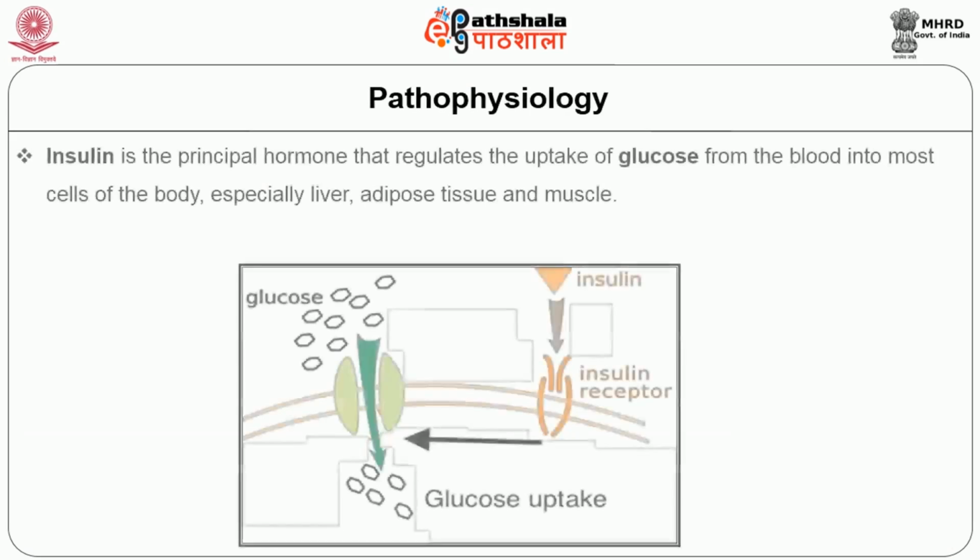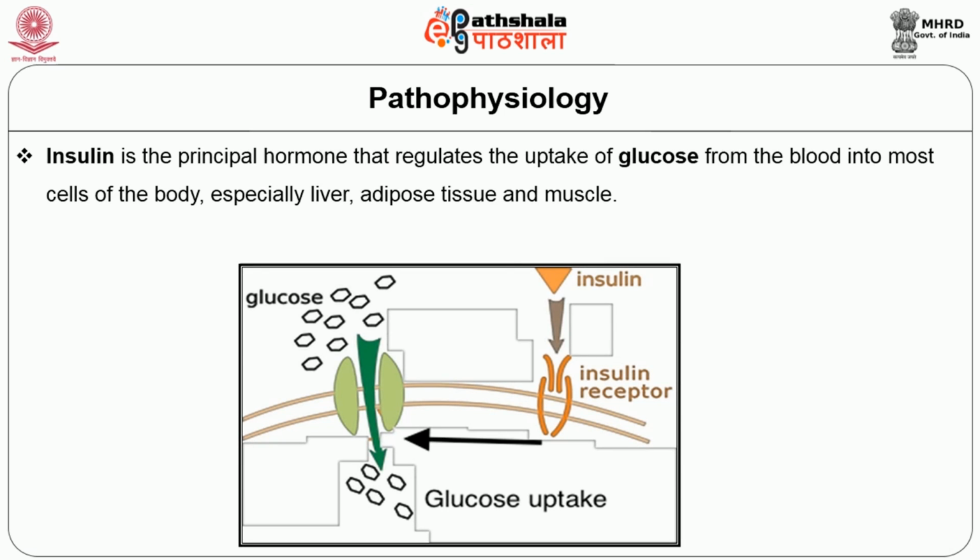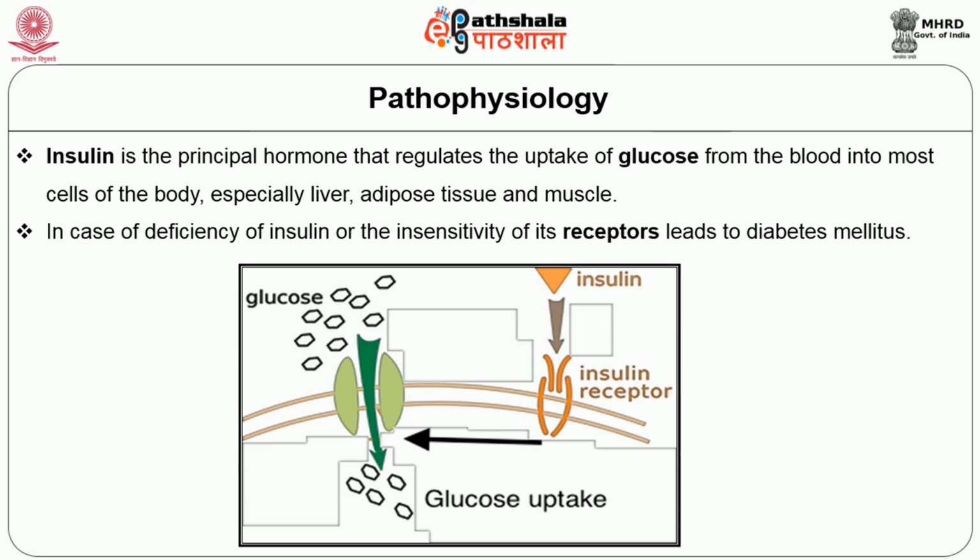The pathophysiology of diabetes mellitus: insulin is the principal hormone that regulates the uptake of glucose from the blood into most of the cells of the body, especially liver, adipose tissues and muscles. Deficiency of insulin or insensitivity of its receptors leads to diabetes mellitus. In this picture, the insulin acts on the insulin receptors. After that, it facilitates the absorption of glucose from the blood. Whenever there is a deficiency of insulin or receptor damage, that leads to diabetes mellitus.